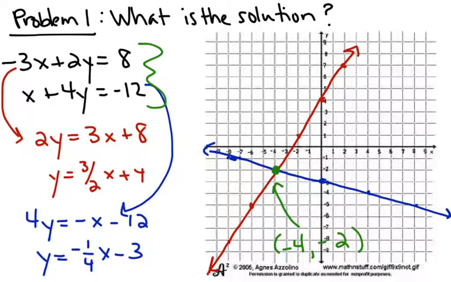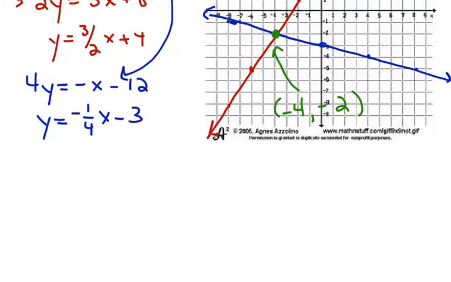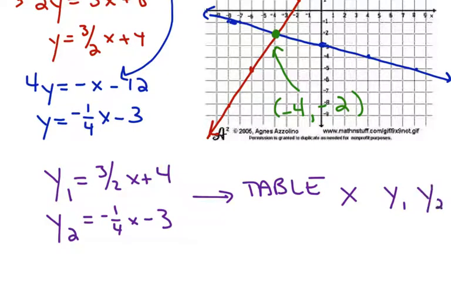On the graphing calculator, if you want to find the ordered pair that makes both equations true, you would graph both of those equations. So I would graph y1 equals 3 halves x plus 4. And then in y2, I would graph negative 1/4 x minus 3. Then I would go to the table function. In the table, it gives you x, and then the next column is y1, and then the next column is y2.